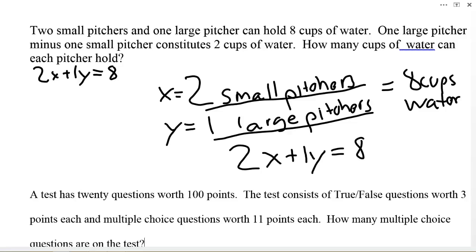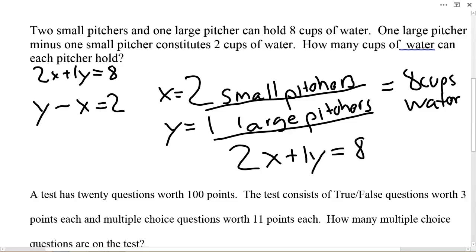So let's look at the second part. One large pitcher minus one small pitcher constitutes 2 cups of water. So it's pretty much just telling us that 1y, remember y is our large pitcher, minus one small pitcher, so remember our small is going to be x, equals 2 cups of water.